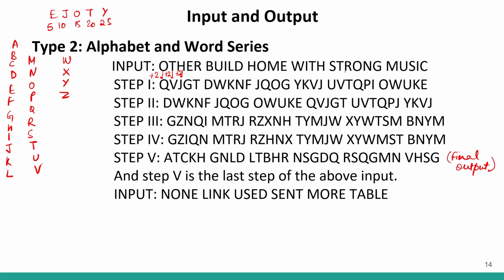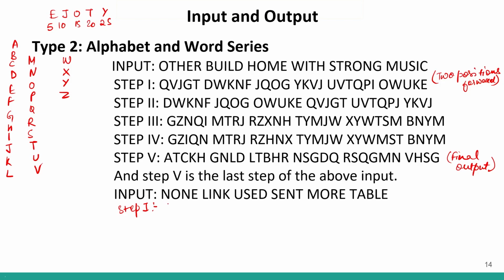Take randomly any word. R to T is +2. U to W is +2. S to U is also +2. So basically in step 1, we are moving 2 positions forward. Correct? So we will do the same thing for our input. To calculate step 1, we will move 2 positions forward.